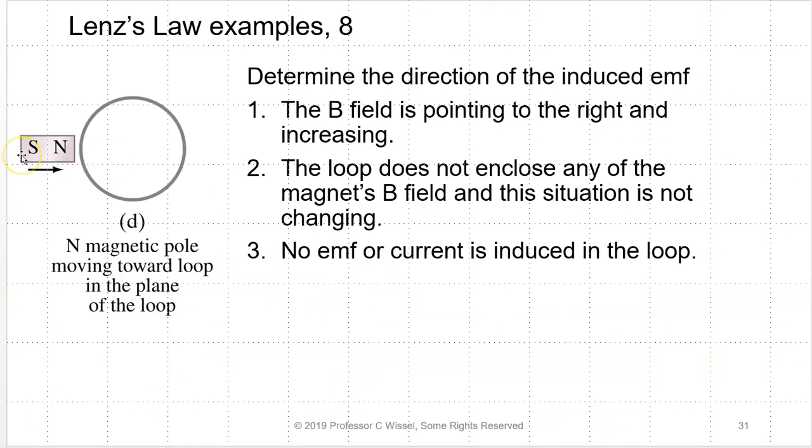Okay, so now this one's a tricky one. Now we have a north pole of a magnet approaching a loop. And of course, the magnet and the loop are both in the same plane. So we're going to determine the direction of the induced EMF. The B field is pointing to the right and it's increasing. But the loop does not enclose any of the magnet's B field, and this situation is not changing. So no current or EMF is induced in the loop. I told you it was a tricky question.